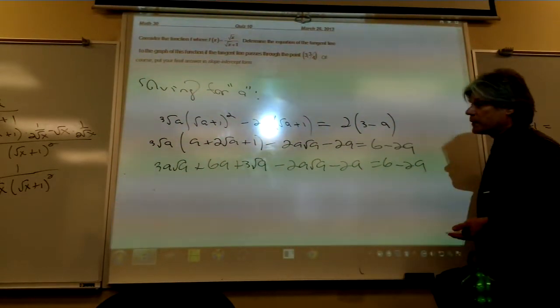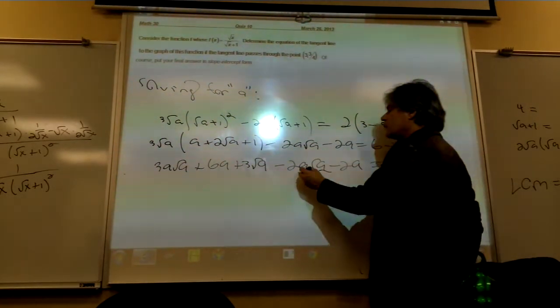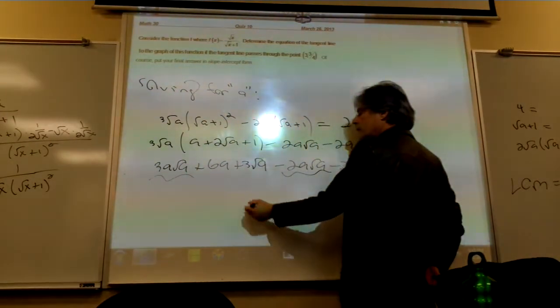Let me combine like terms on the left-hand side. For example, how about this beast with that beast? They combine into a single a root a.